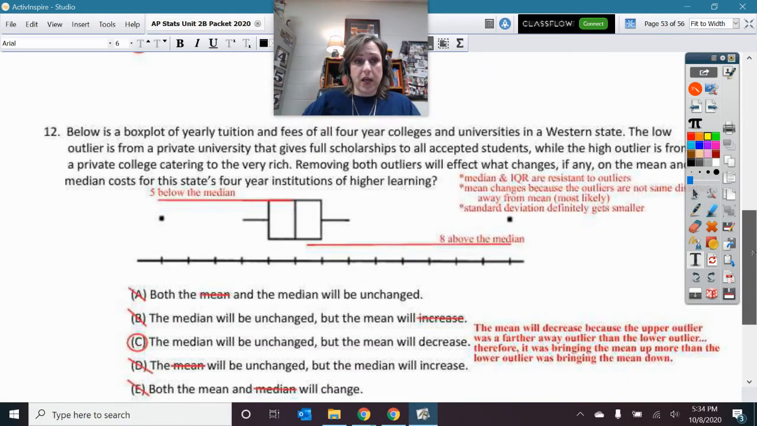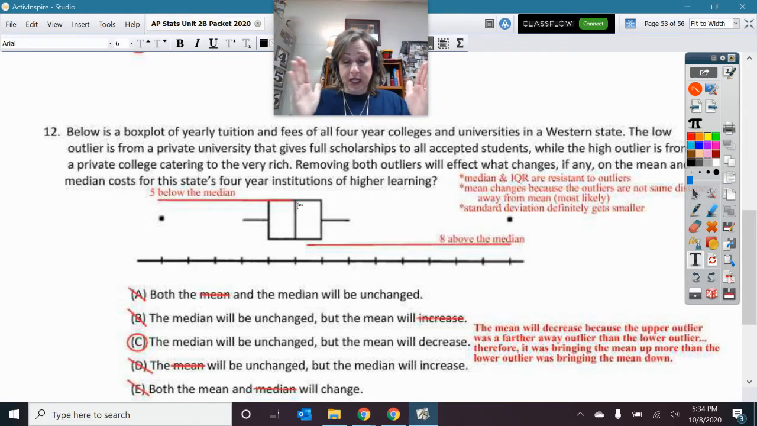All right. Number 12. Which of these is true? So here we go. What does it say? If these were removed, knocking off those outliers, we do know that the median and the IQR would remain unchanged. Now, I really had to think about this one. The standard deviation does definitely get smaller. But now let's talk about what's happening to the mean.